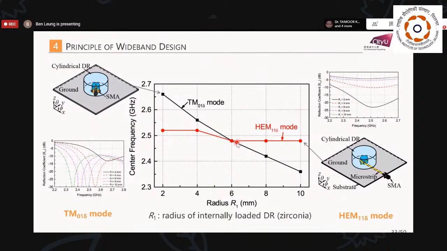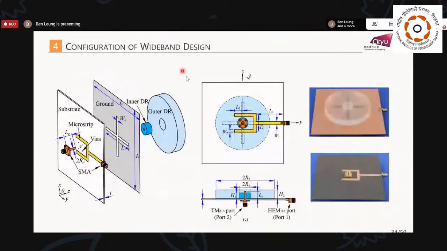So our operating frequency will be obtained at this dimension, R1, which is the radius of the zirconia. Okay, this is the configuration. Here, we have the glass DRA. We have a hollow region to insert the zirconia.